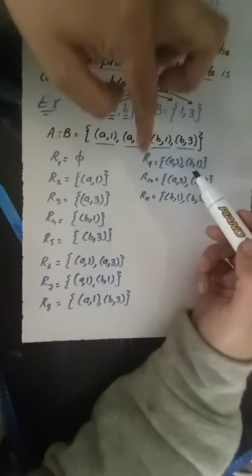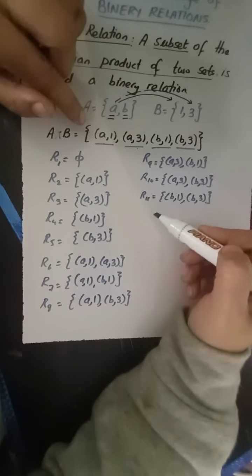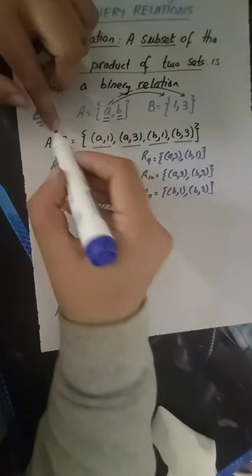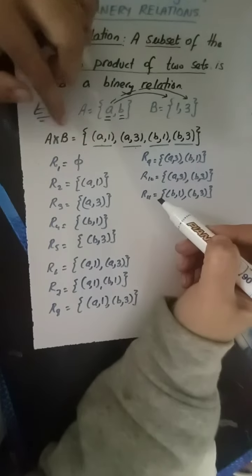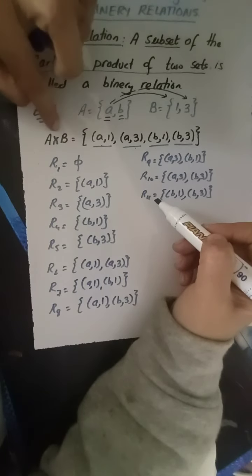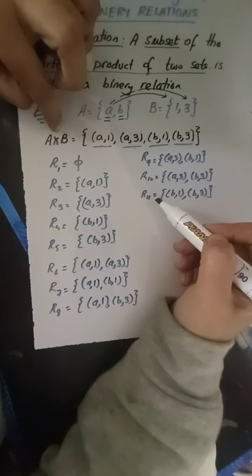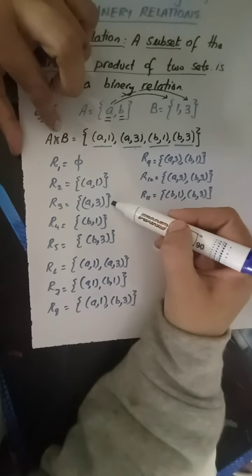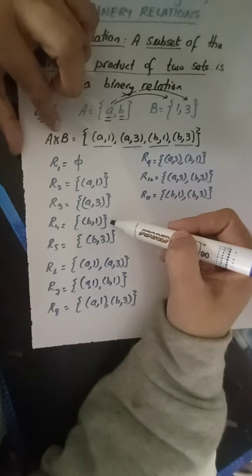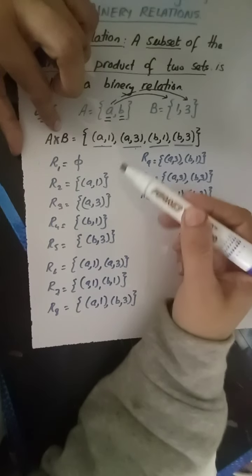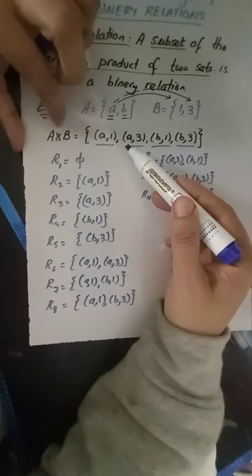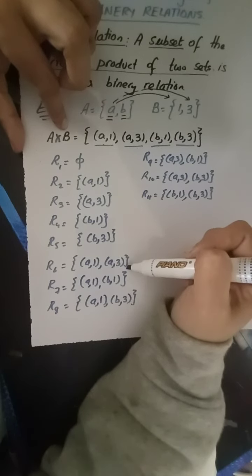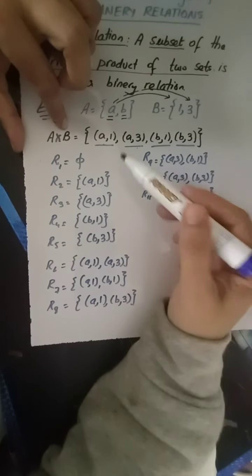As these are subsets also, these will also be called binary relations. Okay, so if you have the set A cross B, then any subset of this set A cross B will be called a binary relation. This is a binary relation between A and B, this is a binary relation between A and B because this is a subset of the Cartesian product of A and B. This is also a binary relation because this is also a subset of this set.